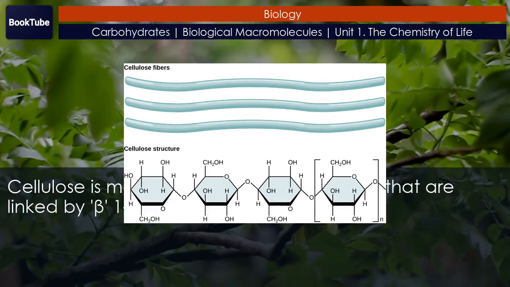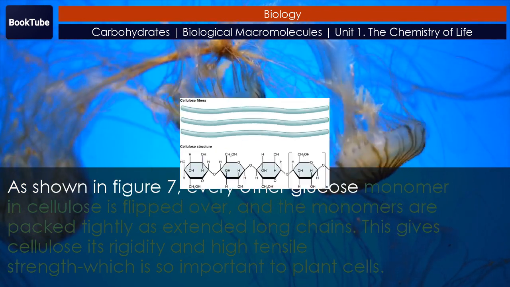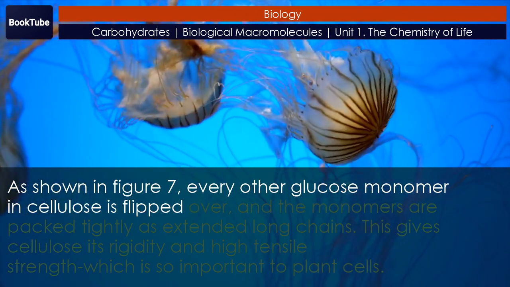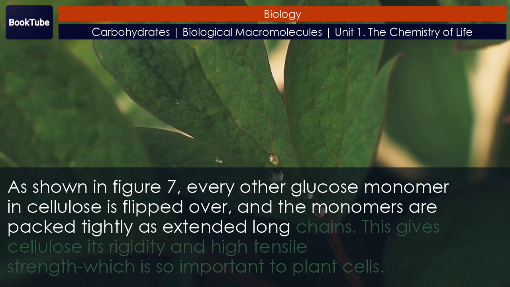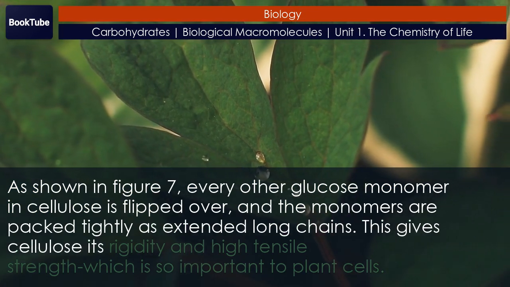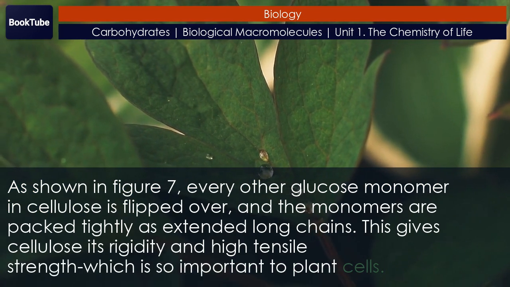As shown in Figure 7, every other glucose monomer in cellulose is flipped over, and the monomers are packed tightly as extended long chains. This gives cellulose its rigidity and high tensile strength, which is so important to plant cells.